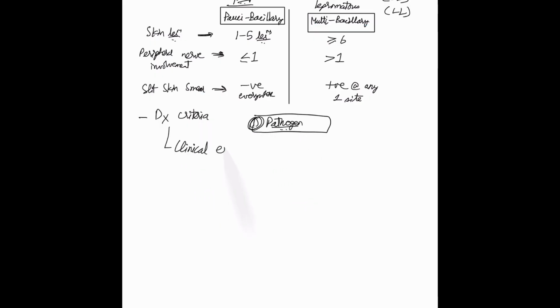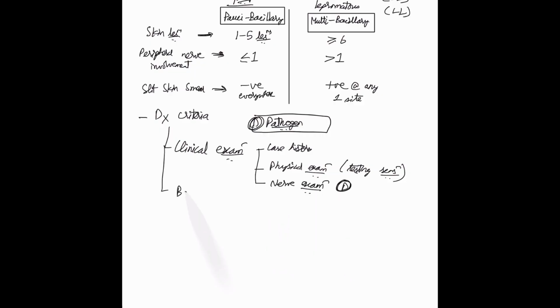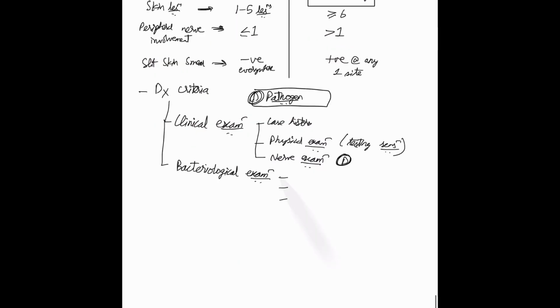There's an important diagram that shows the pathogenesis of leprosy. It's a must know. Then coming to the diagnostic criteria. Firstly, by clinical examination, we need to know the case history, then do a physical examination to test the sensation, and nerve examination. Another important diagram showing which nerves are to be examined.